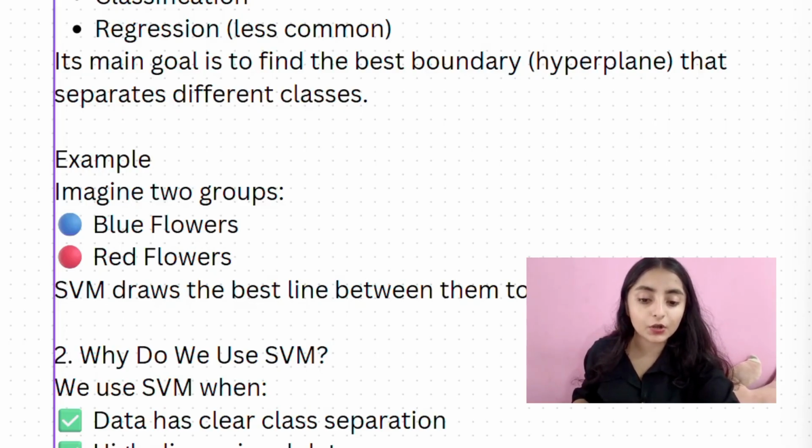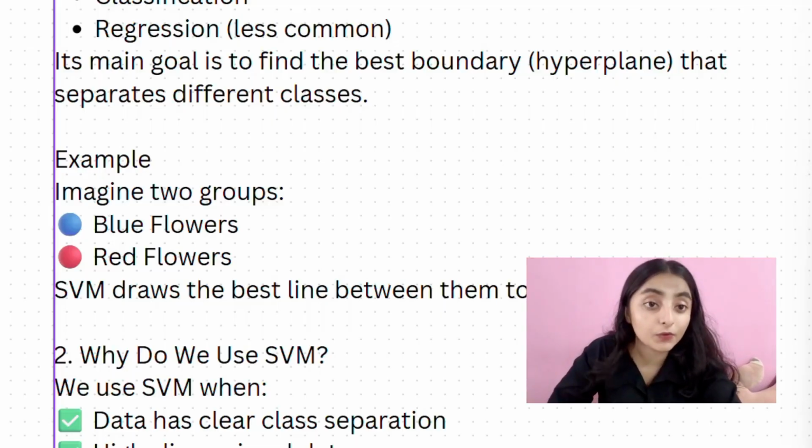So it is also a machine learning algorithm which has classification models and regression models. In regression models it is used less commonly, and its main goal is to find the best boundary. The best boundary is also known as the hyperplane, and that separates the different classes. And I will do an example also.